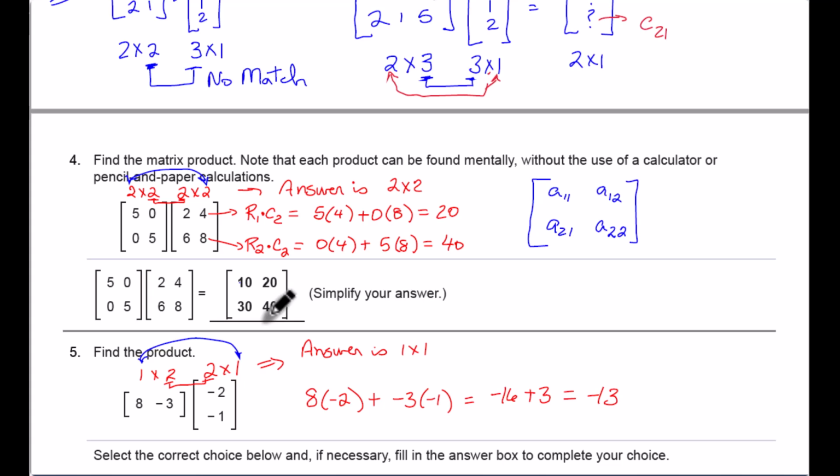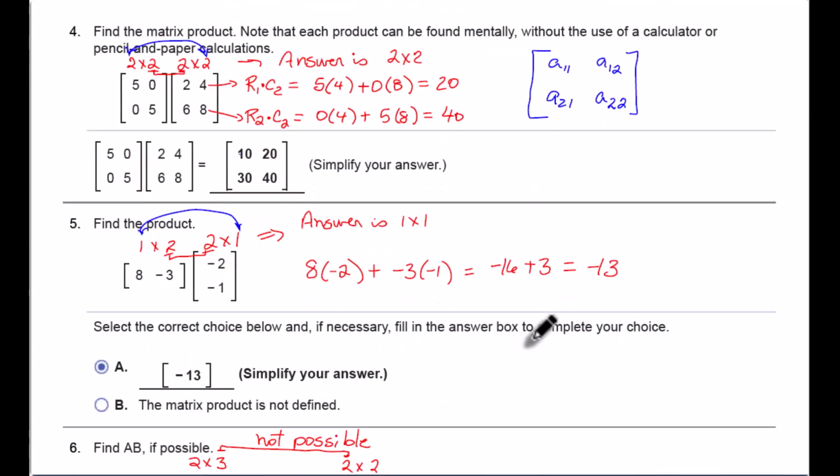All right, what about 5 here? Let's see. In question 5, I have 1 row, but 2 columns, so it's a 1 by 2. This one has 2 rows, 1 column. The inside numbers match, so the answer is 1 by 1.